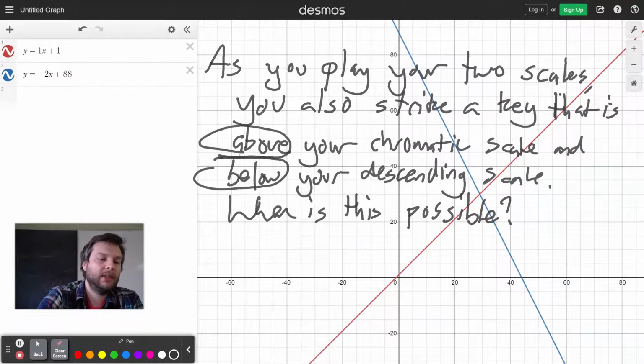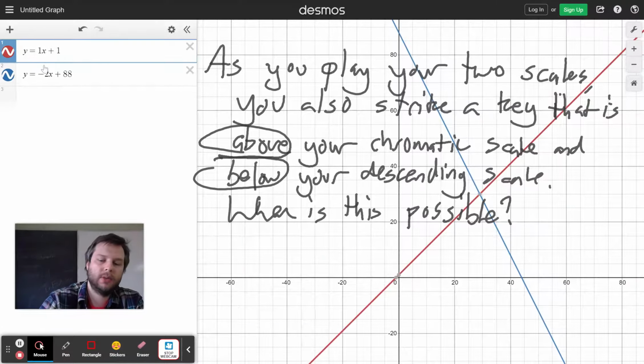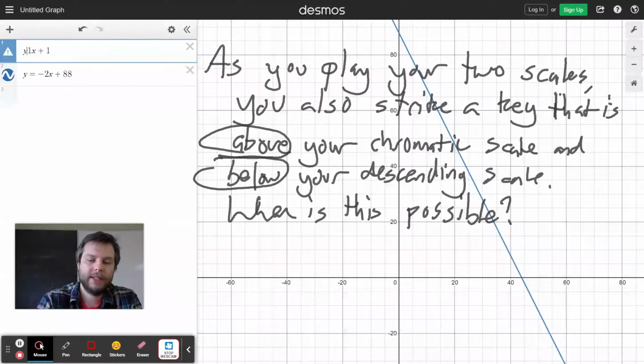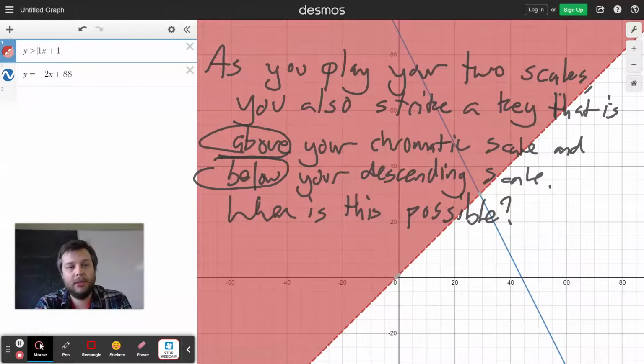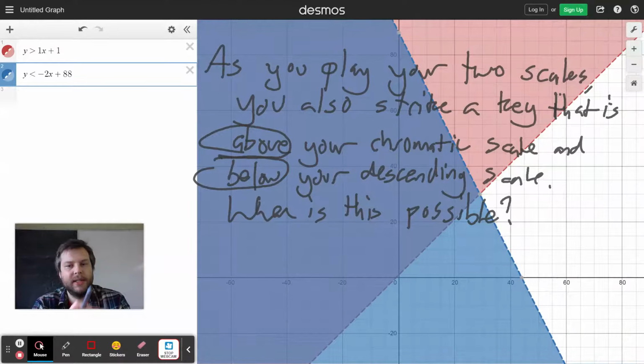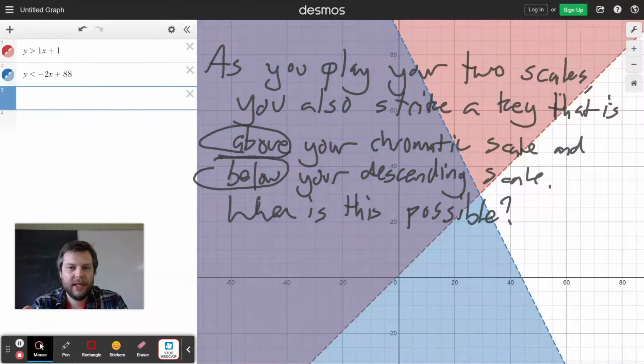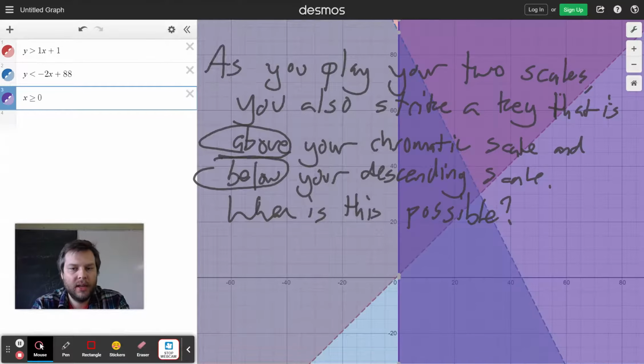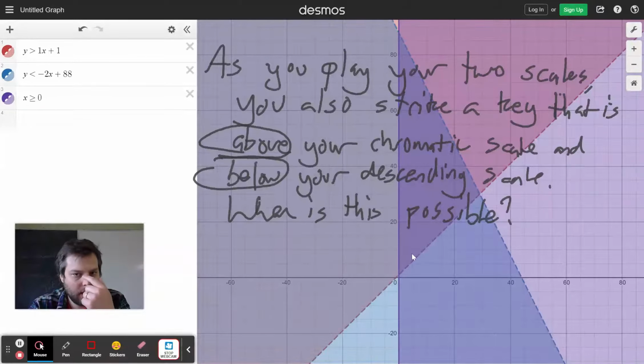And so I'm going to go back to my red equation, which represents the chromatic scale, and switch it to a greater than, because I said you have to be above that. And similarly, I'm going to take my descending scale, which has the negative slope, and change that to a less than, so you have to be below that. One other piece here that I would like you to add in, which is that this only makes sense as you play the scales, which means that x should be greater than or equal to 0. And this leaves me with a triple shaded region here.